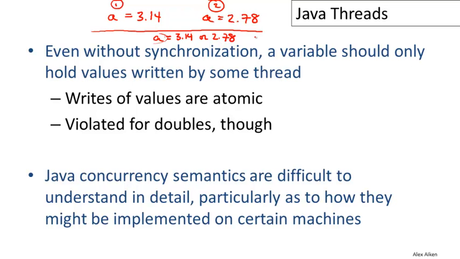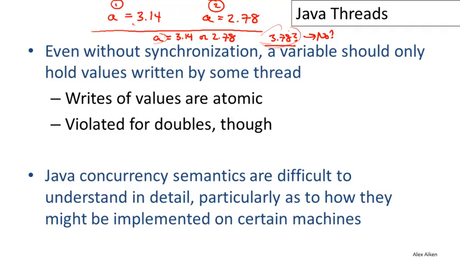All right. Now, what we don't want is for A to wind up being some other value. Okay. I mean, what if A turned out to be 3.78, for example? Okay, this would be bad. We don't want this, right? Because this value, 3.78, was never written by either thread. Okay, this value is somehow manufactured. And I chose 3.78 to kind of indicate what could potentially go wrong.